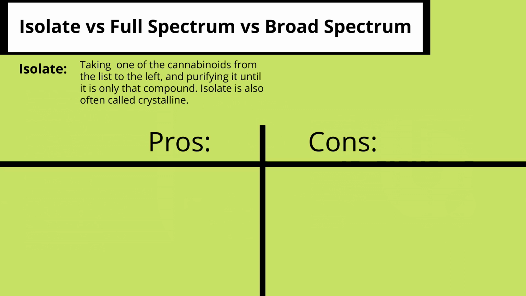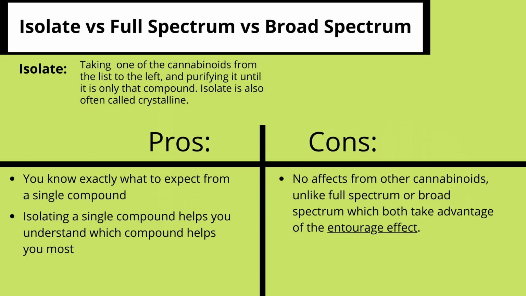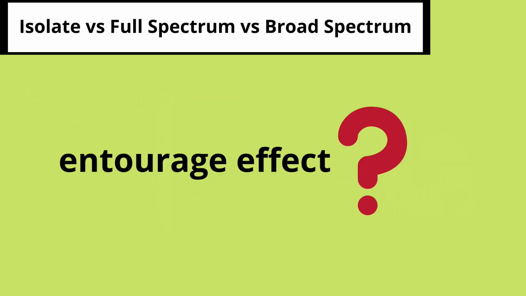In an isolate, the pros are you know exactly what to expect from the single compound you're taking in. By isolating the single compound, it helps you understand which compound helps you most. The cons then being no effects from other cannabinoids, unlike full spectrum or broad spectrum, which both take advantage of the entourage effect. But what is the entourage effect?